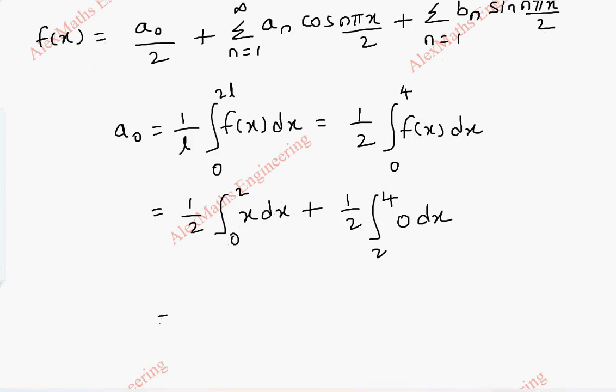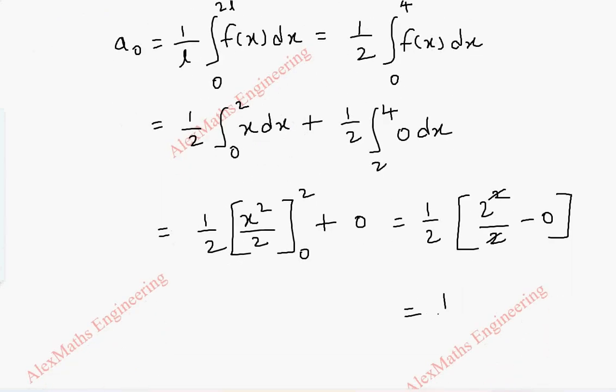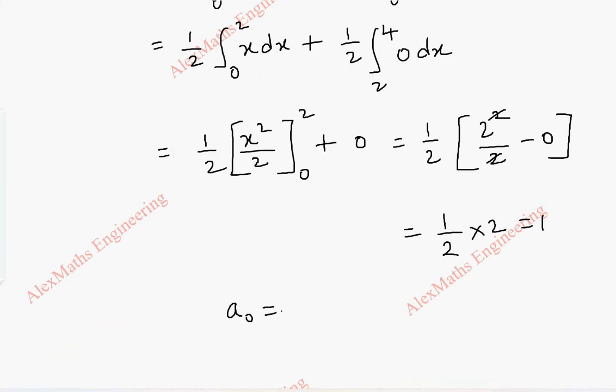Now the first part alone, which is x square by 2, 0 to 2. The last part is 0. Now when I put the upper limit, it is 2 square by 2 minus 0. So we can cancel this, and finally we have half into 2, that is 1. So a naught value is 1. Now we are going to calculate an.